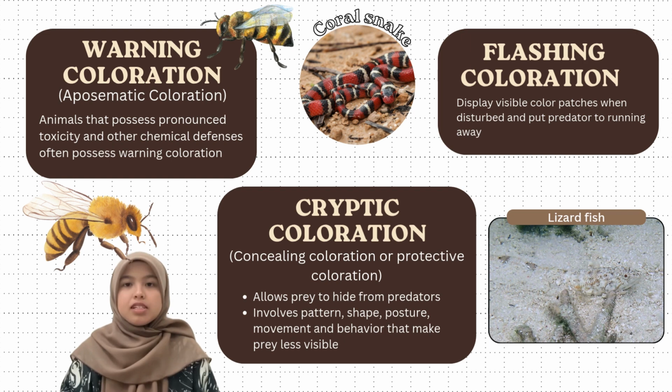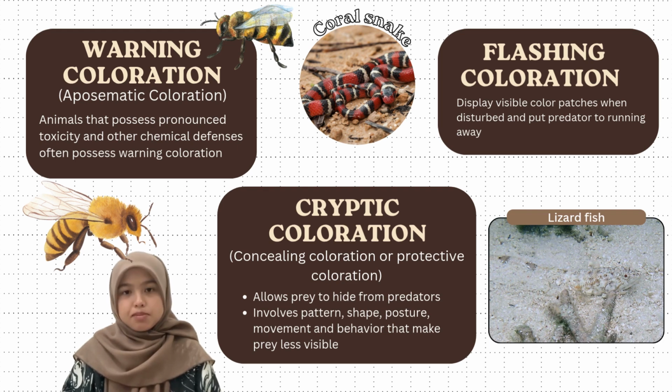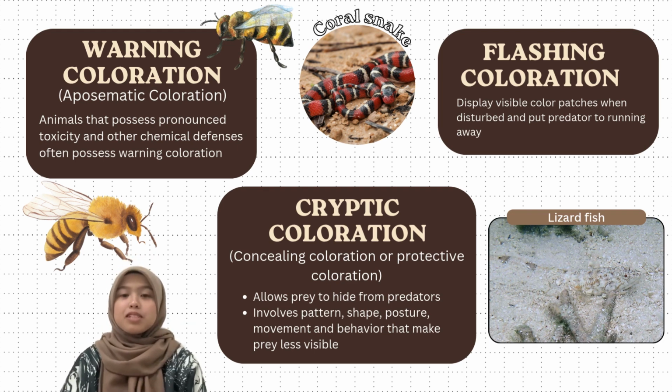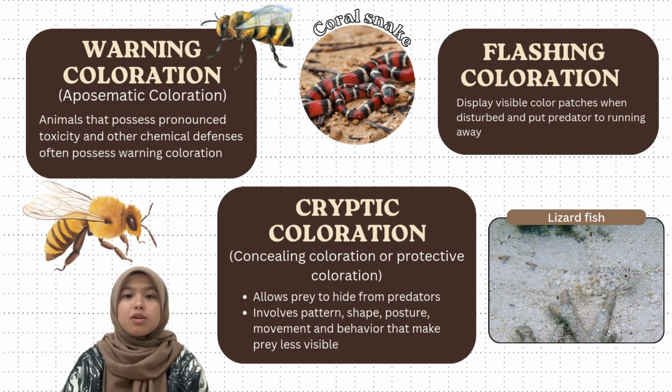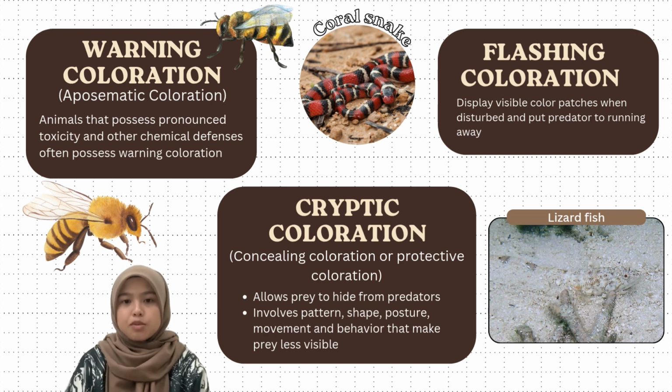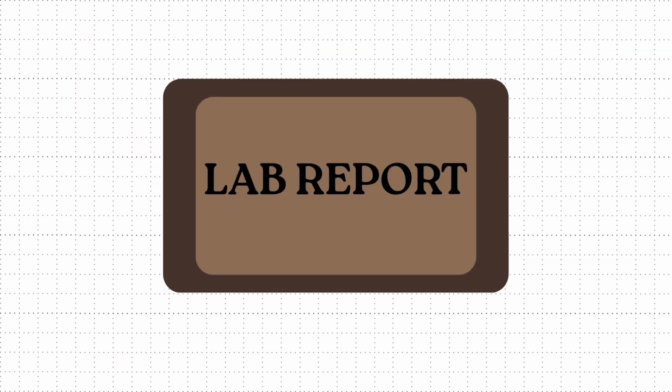Some prey animals, such as butterflies, grasshoppers, and ungulates, use flashing coloration as a defense mechanism. The animal displays sudden visible color patches when disturbed, which can startle or confuse predators. The color may distract or disorient predators. In species like deer, flashing color may also serve a social function by helping maintain group coordination when threatened by a predator.